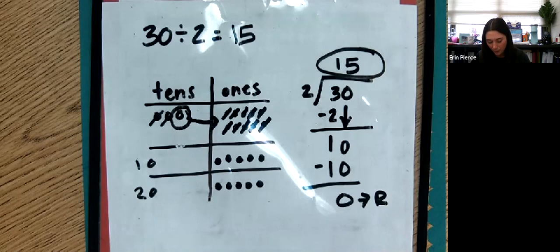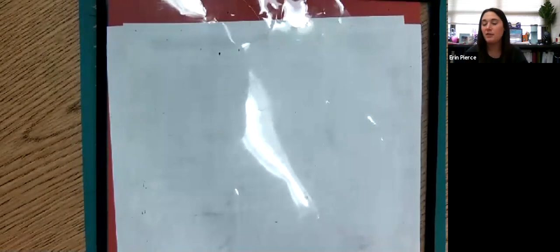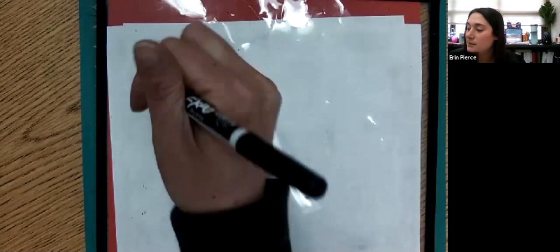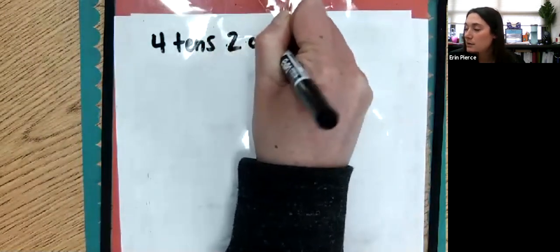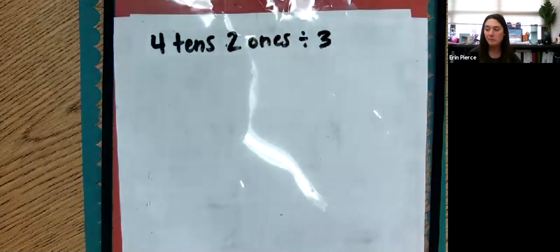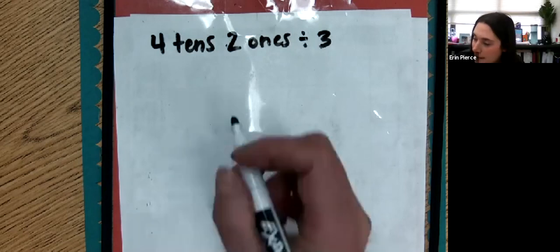But right now, what we are going to do is 4 tens, 2 ones divided by 3. So if you would, I'm going to write that on my board and you tell me what that number is. 4 tens, 2 ones divided by 3. What is that number? Lucas, what is that number? 42.